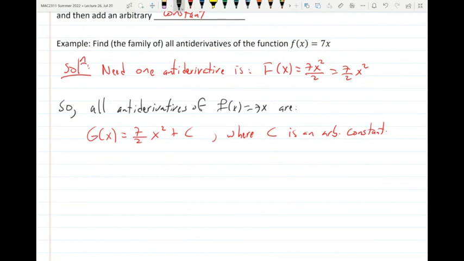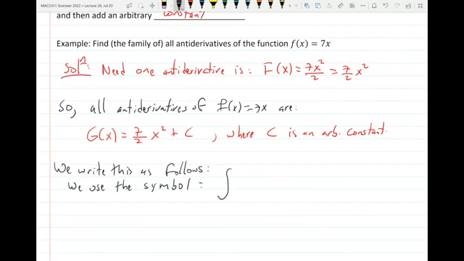So we write this as follows. This is now a notation, okay? We use the integral symbol, which looks like a long, big S. Now, this is a package, okay? I'm going to put a line here just to indicate that this is a blank. This is where you will put your function, okay?